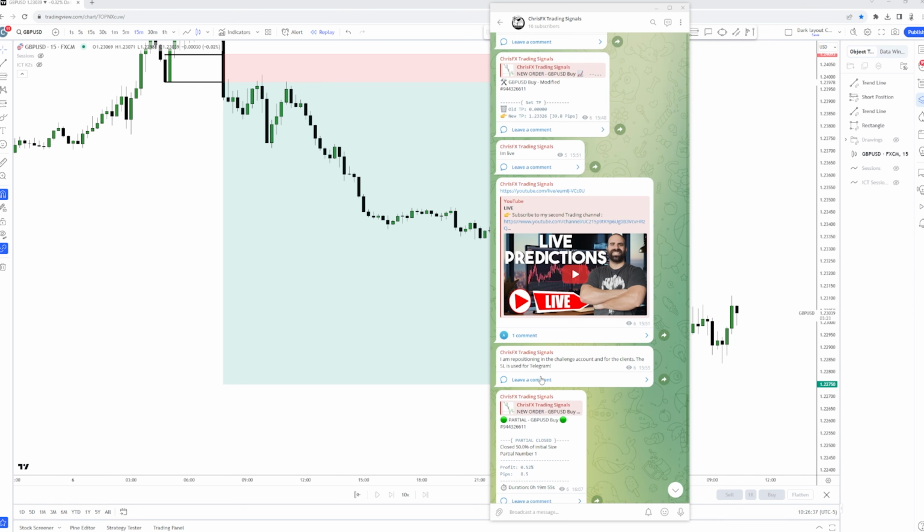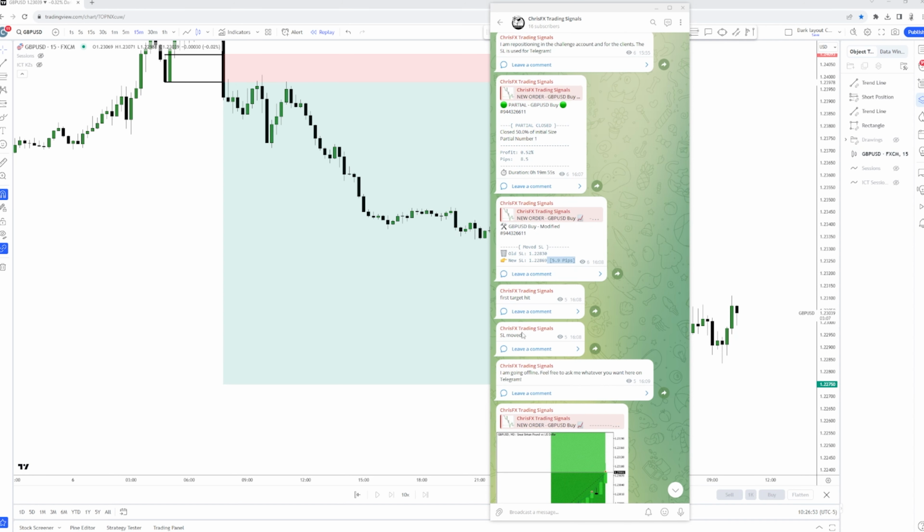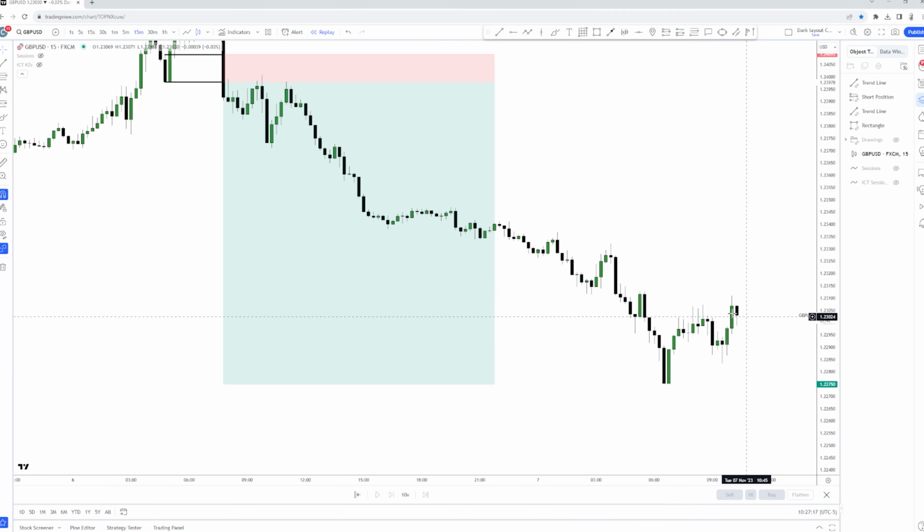We closed partials at 8.5 pips. I closed 0.5% of the position, okay, 50% of initial size, and then I decided to close the whole position. I moved the stop loss, okay, way closer with my rules, and then I closed the rest at 15.1 pips. So this was a beautiful trade of 1.5 to 1 reward to risk in total, which I'm very happy about.